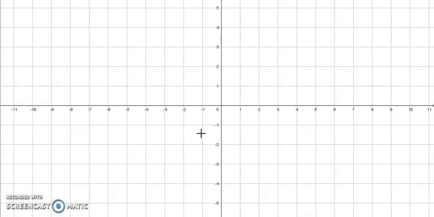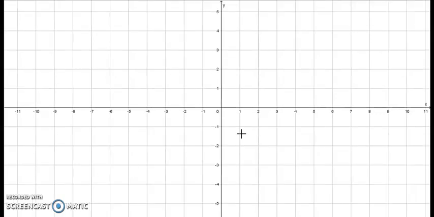And the Cartesian plane is divided into 4 quarters, each of which is called a quadrant. And this is your first quadrant, this is your second quadrant, third quadrant, and your fourth quadrant. So that's just some important language around the Cartesian plane.